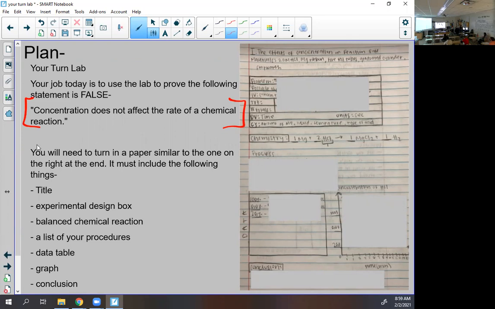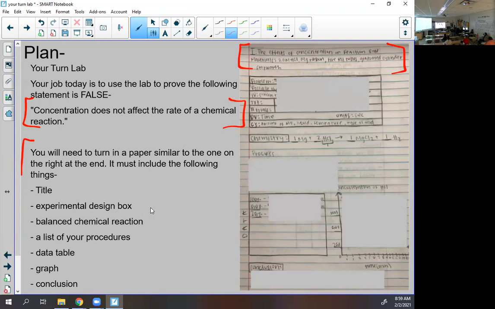Now, you will need to turn in a paper that looks like this one. This one was really good. So it is the exemplar work that I'm going to want you to do. So you have to have some sort of title. So they put the effect of concentration on reaction rate. All right, that's their title.